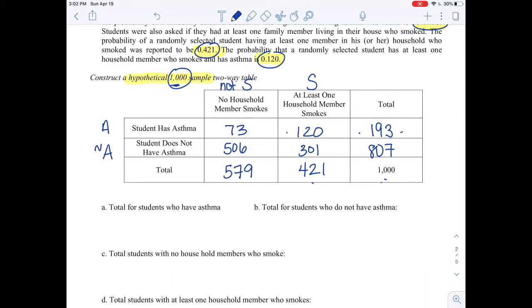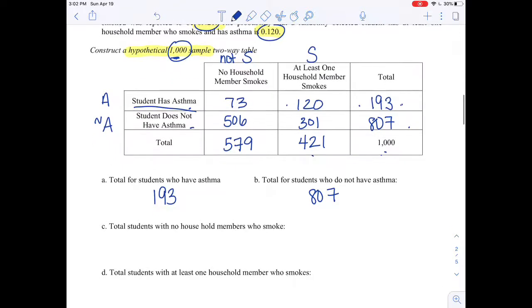Okay, so out of these hypothetical 1,000 people, how many people have asthma? So you would go to the asthma column or row, and you would see right here 193 students of these theoretical 1,000 would have asthma, if that was the correct probability. Total for students who do not have asthma, go to their total. That comes out to be 807. Again, remember, if you added those together, they would add up to be the total number of people that were theoretically responding to this survey.